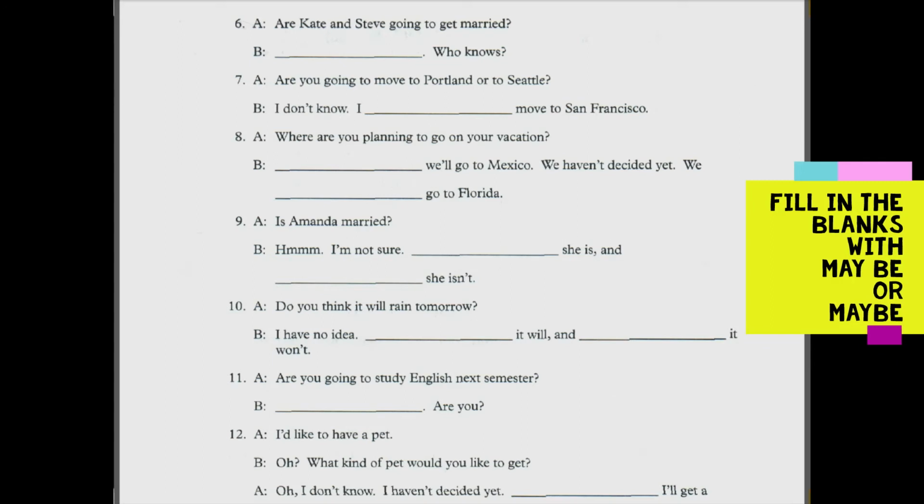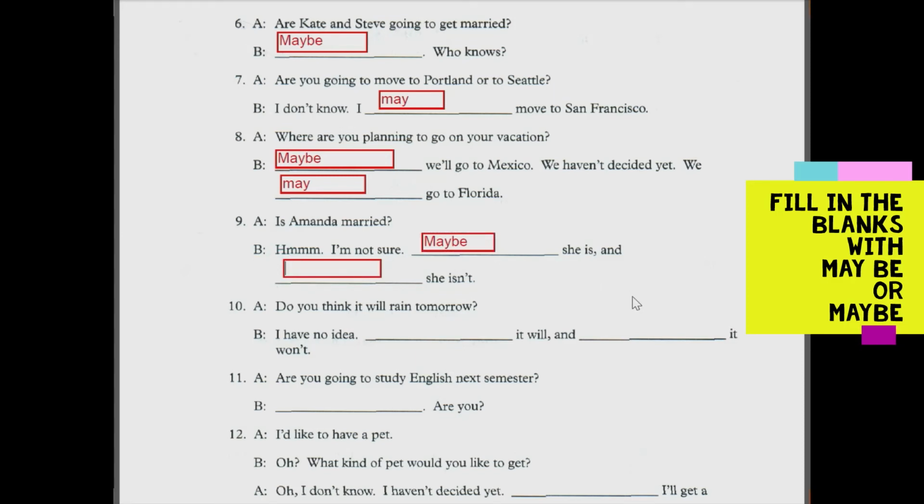Are Kate and Steve going to get married? Maybe. Who knows? I don't know. I may move to San Francisco. Have you ever been to San Francisco, guys? Where are you planning to go on your vacation? Maybe we will go to Mexico. We haven't decided yet. We may go to Florida. Is Amanda married? I'm not sure. Maybe. So maybe is used when there is already a clause, subject and verb, and may or might is used when there is not a verb. Maybe she is sad and maybe she isn't. Do you think it will rain tomorrow? I have no idea. Maybe it will and maybe it won't.